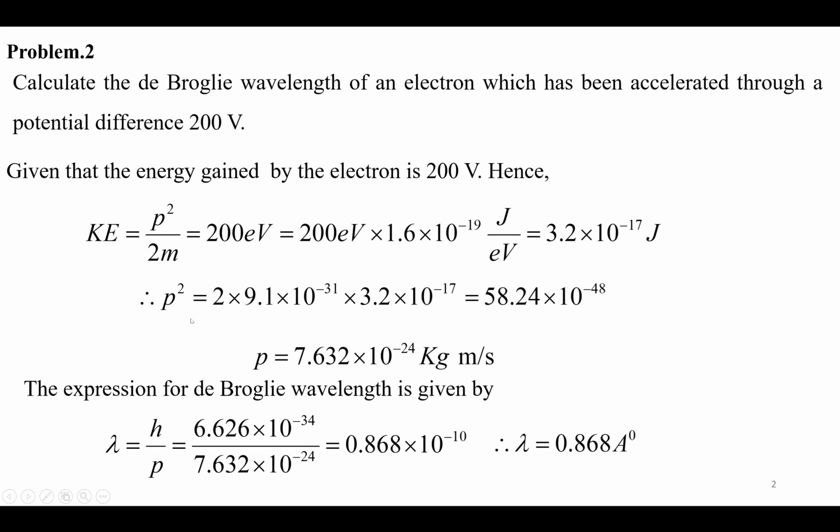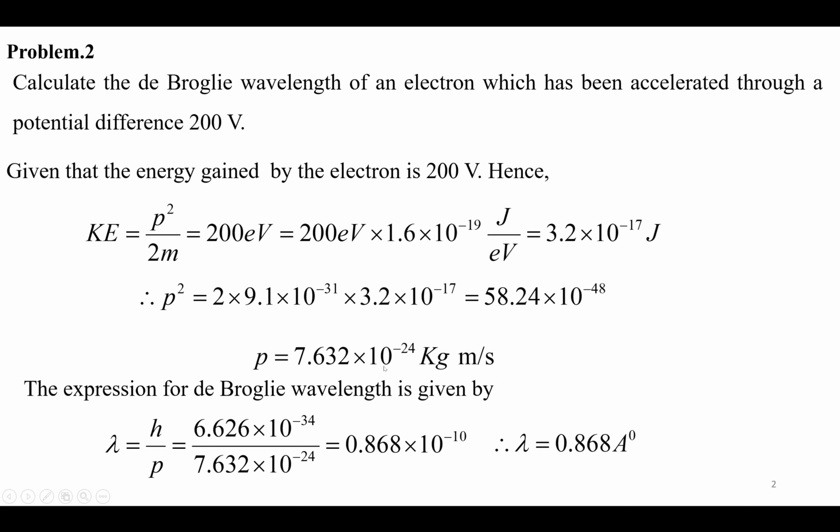And of course we can calculate P squared by multiplying with 2m. Here m is the mass of the electron, so 2 multiplied by 9.1 into 10 power minus 31 multiplied by the kinetic energy, 3.2 into 10 power minus 17. So we will get 58.24 into 10 power minus 48 for P squared. Taking the square root on both sides, we get the momentum P as 7.632 into 10 power minus 24 kg meter per second.